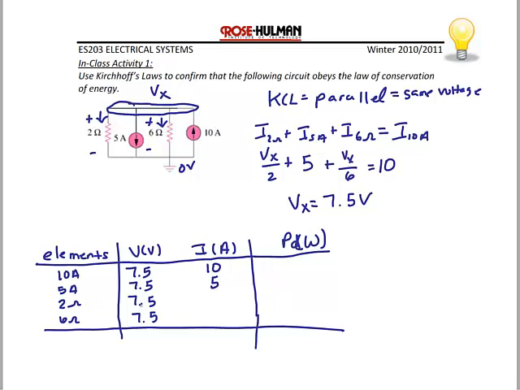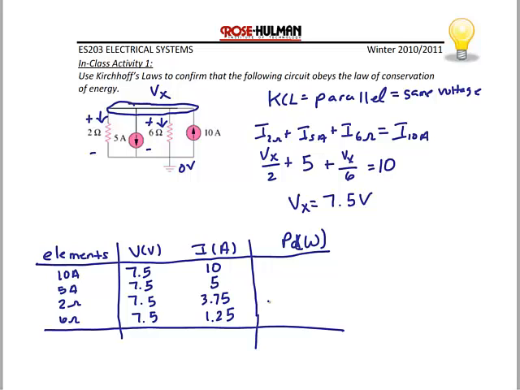So now to find the current for the 2 ohm resistor, that's Ohm's law. 7.5 divided by 2 is 3.75. And 7.5 divided by 6 is 1.25. Resistors always absorb power, so we don't even have to think about it.